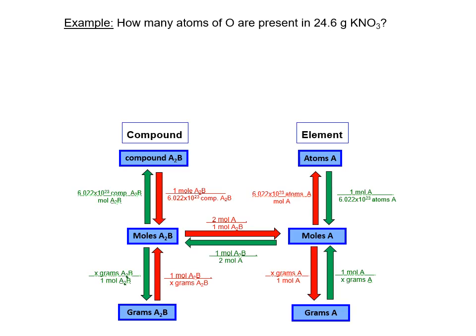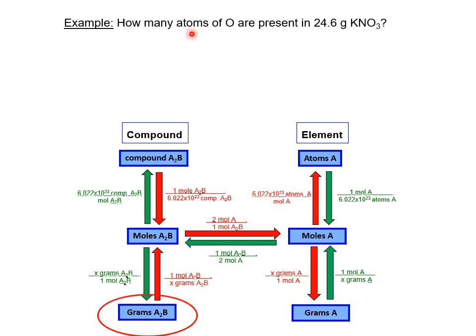Okay, so now we're going to look at an example together where we're going to try to find how many atoms of oxygen are present in 24.6 grams of KNO3. So the first thing we need to do is come up with the roadmap that we're going to follow to answer this question. So from the map that we have, what we're going to do is look at where we start. So we're given 24.6 grams of KNO3, so we're given grams of our compound. So we're starting off down here at the grams of compound.